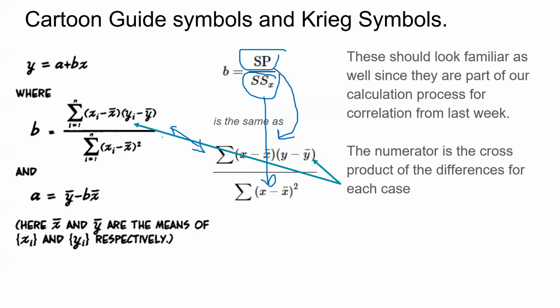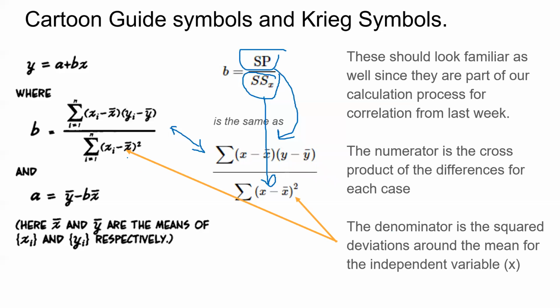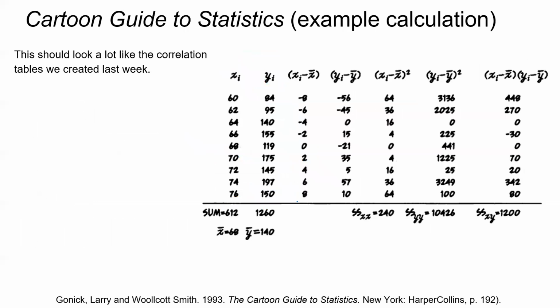So the denominator is the cross product of the differences in each of these cases. The numerator is, and the denominator is the squared deviations around the mean for the independent variable. All right, so let's look at what this means in terms of calculation. This should look a lot like the correlation tables that we created last week, and the process is the same. So we have our individual scores for X, our individual scores for Y.